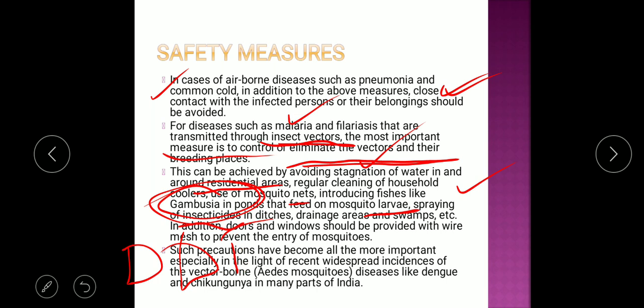Such precautions are especially important in the light of recent widespread incidents of vector-borne diseases, like those spread by the Aedes mosquito, such as dengue and chikungunya. That's why you have to obey all these safety protocols properly.